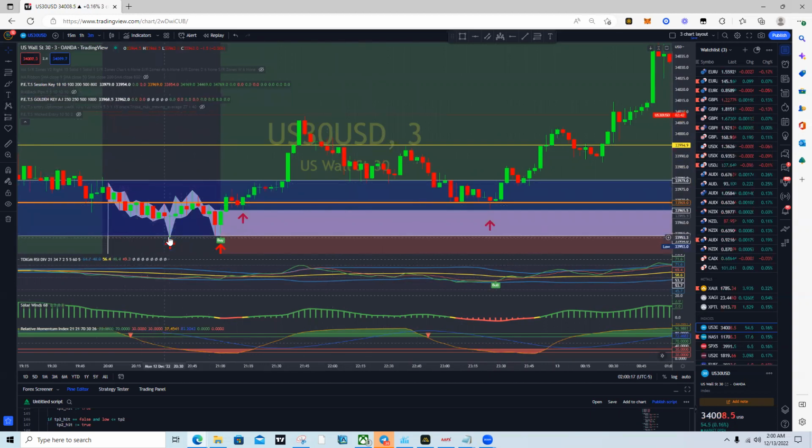The retest from the bottom of the session key zone. The initial break of the golden key zone came from the retest of the bottom of the session key zone, this blue box.